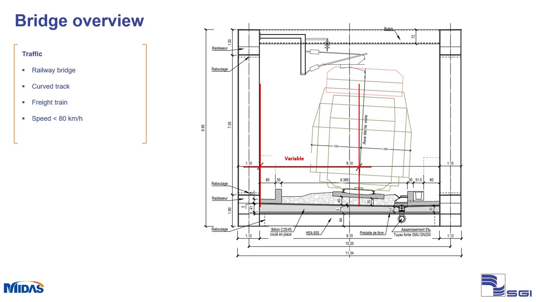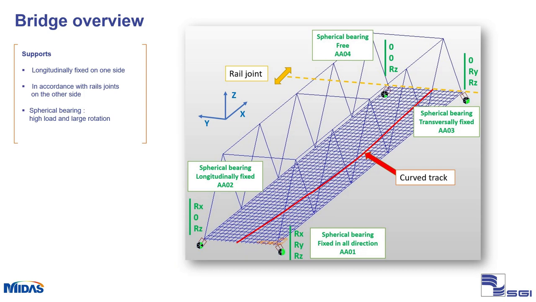Now let's see how the bridge is supported. This picture is an extract of the Midas Civil model. The static scheme is illustrated with 4 supports. The curved railway track is colored in red. As you can see, the structure is isostatic with a longitudinally fixed bearing on one side and no longitudinal restrictions on the other side. Movements of the bridge are in accordance with raised joints.